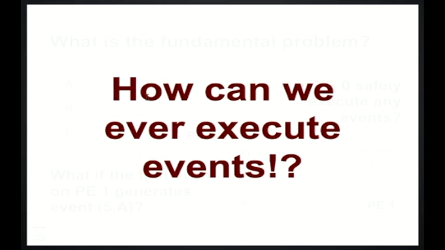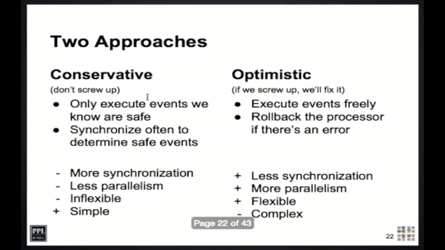So again, how do we ever actually guarantee we can execute events? How do we do this in parallel without running into problems? There are two basic approaches in parallel discrete event simulation that you can take to synchronize. The first is the conservative approach, which basically says don't ever screw up. We only execute events that we know are safe to execute, and we have to synchronize to determine which events are safe to execute.